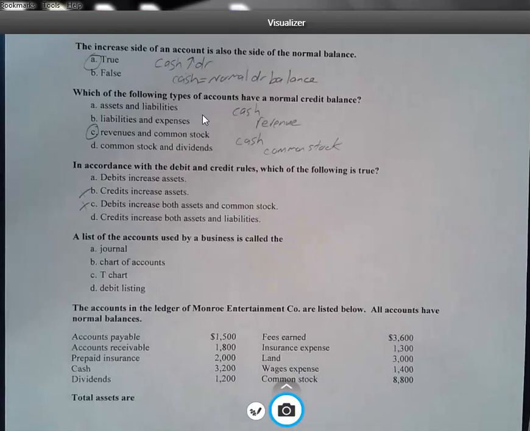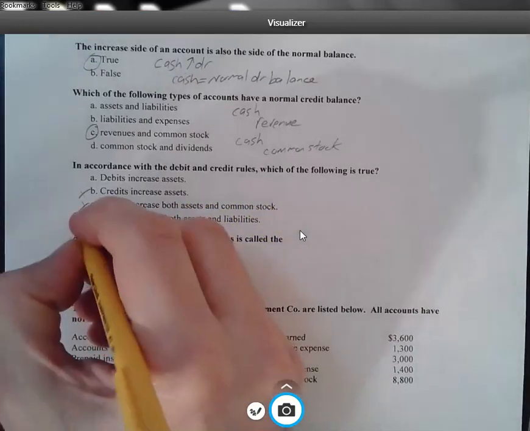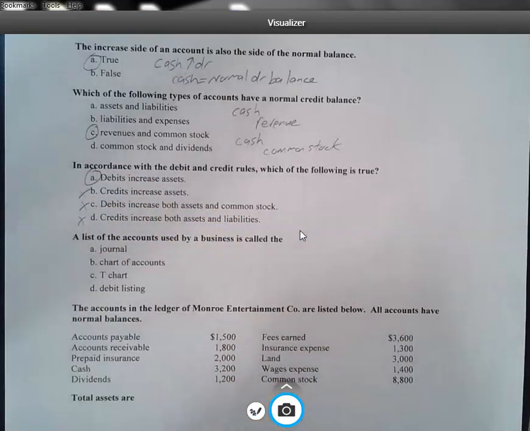I know it's true. I just want to make sure there's nothing else. Credits increase both assets and liabilities. They only increase liabilities. So that's wrong. And in fact, A is our only correct answer.